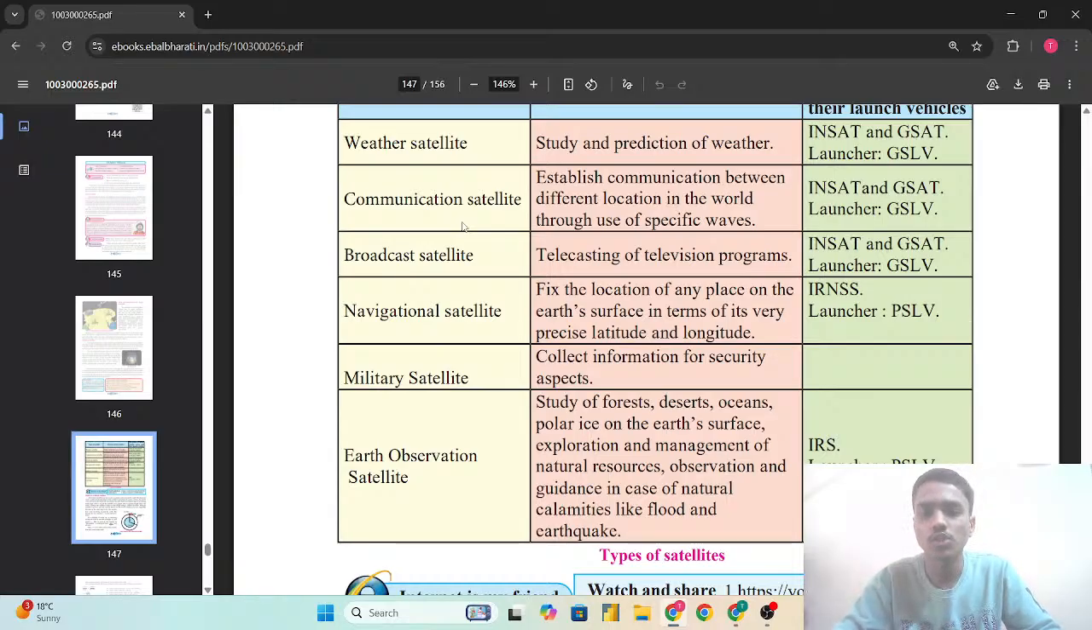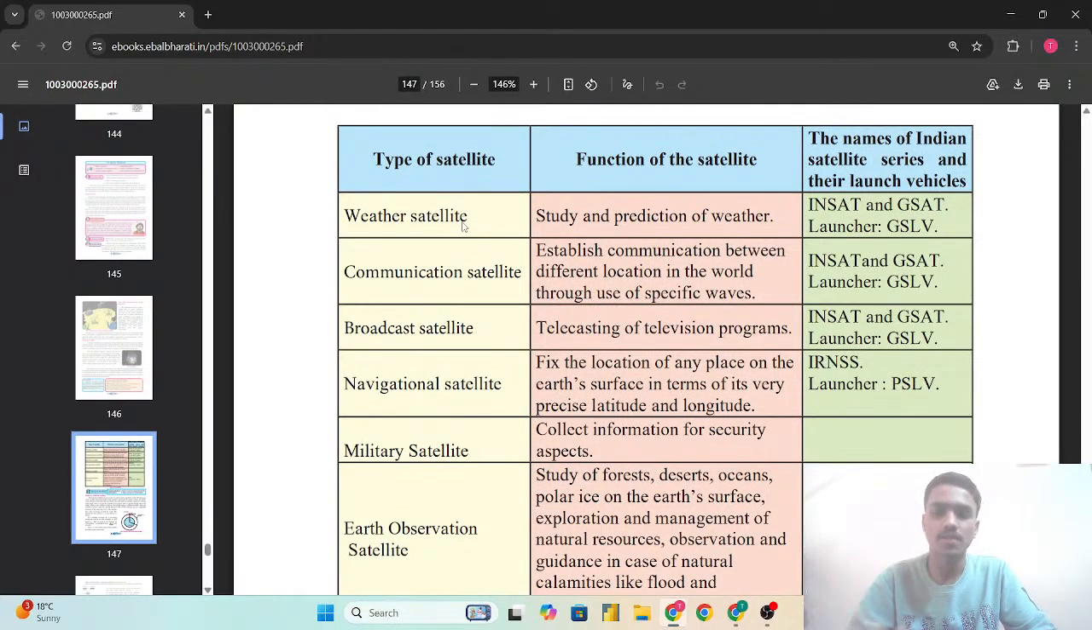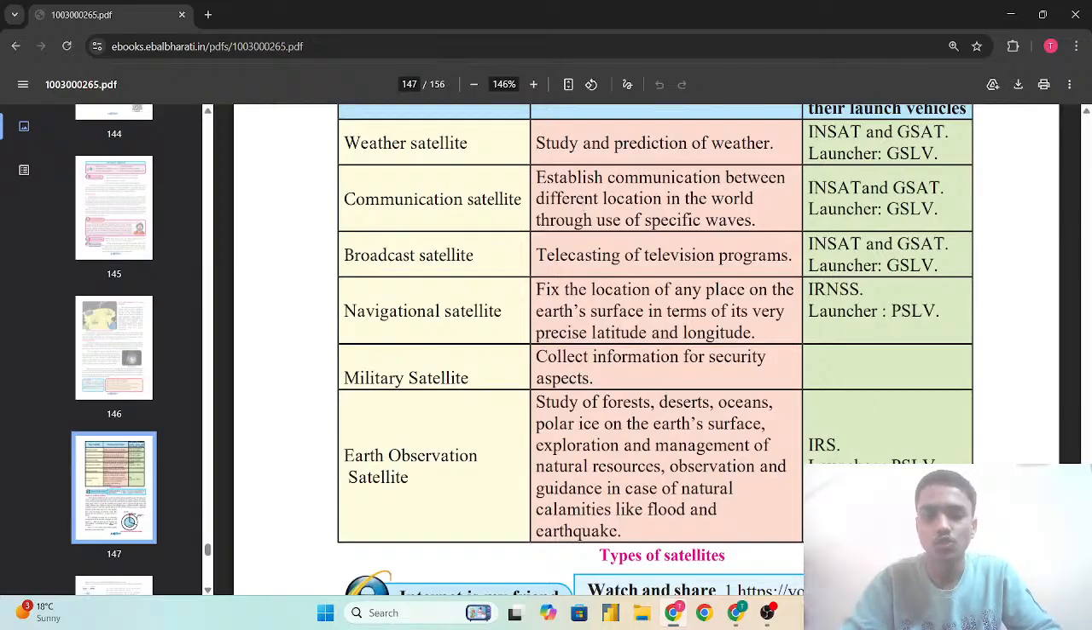Next is the navigational satellite. It fixes the location of any place on the Earth surface in terms of its very precise latitude and longitude. The series here is IRNSS and the launcher used is PSLV. Next is the military satellite, which collects information for security aspects. Then Earth observation: study of the forests, deserts, oceans, polar ice on the Earth's surface, exploration and management of the natural resources, observation and guidance in case of natural calamities like flood and earthquake.